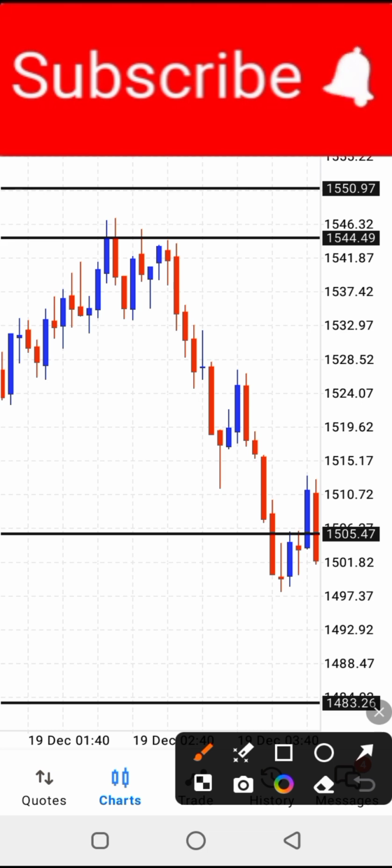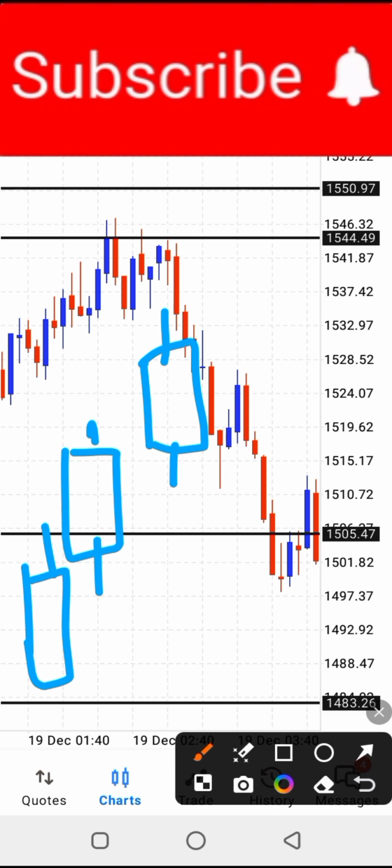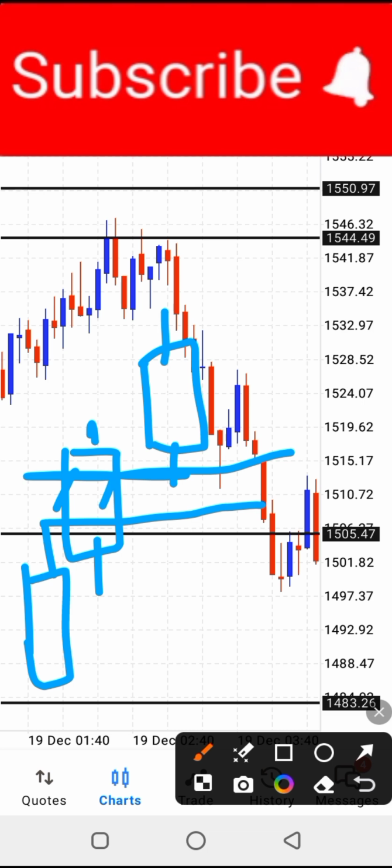Okay, so let's proceed. You already know that fair value gap is a three candle pattern, right? So you have three candles like this. The wick of the first candle does not intersect with the wick of the third candle, and that gives us our fair value gap, which is the gap in between. But we are not going to be using this the normal way.